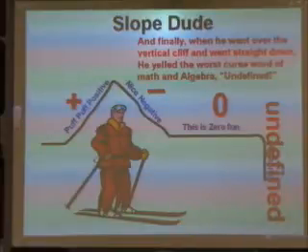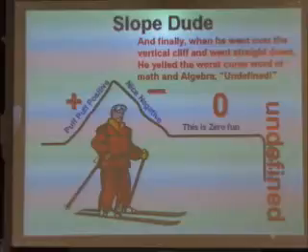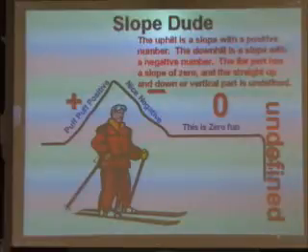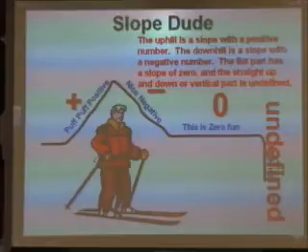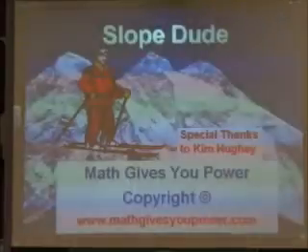Undefined! The uphill is a slope with a positive number, the downhill is a slope with a negative number, the flat part is a slope of zero, and the straight up and down or vertical part is undefined. This has been the Adventure of Slope Dude.